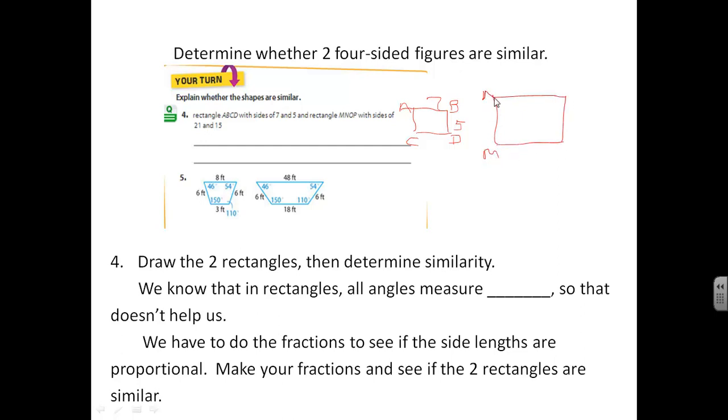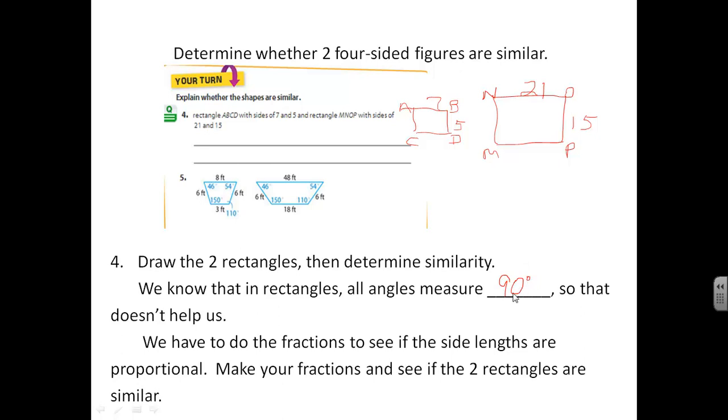MNOP with side lengths of 21 and 15. So 21 and 15. We know that in rectangles, all angles measure, what do they measure? They're all the same. They're all 90 degrees. They are right angles. So that really doesn't help us.